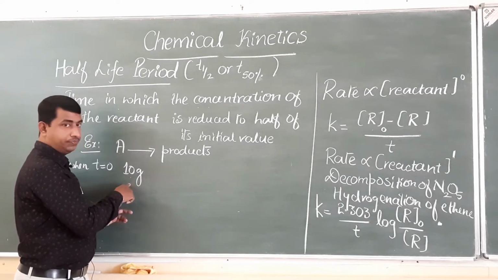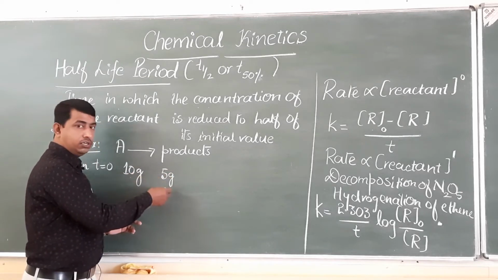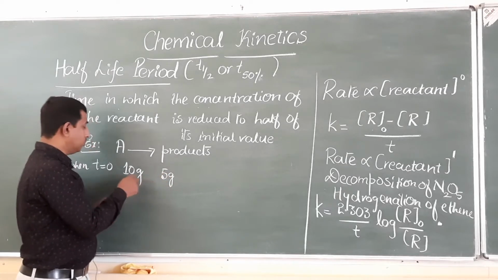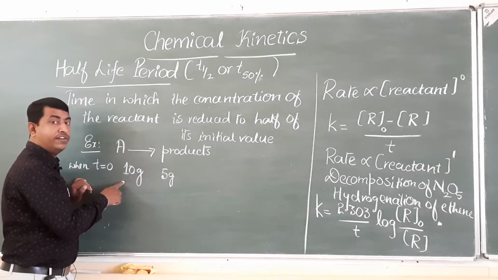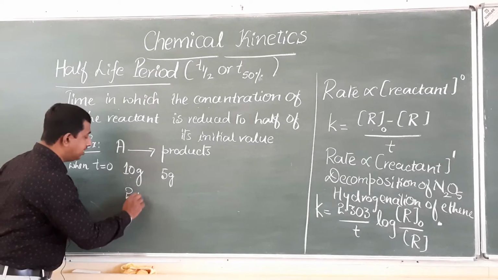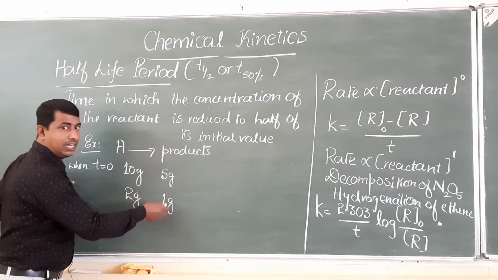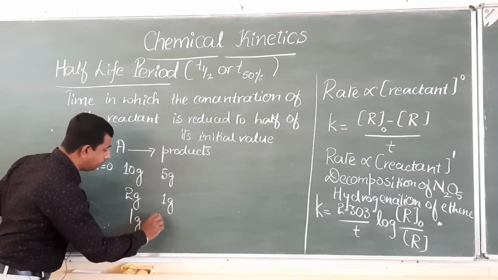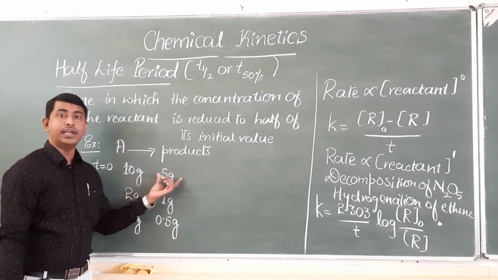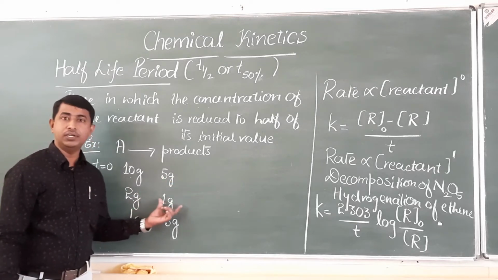At one stage, it will be reduced to 5 gram. 5 gram means it is exactly half. 10 by 2 is 5, correct? So what is the time required for reducing 10 gram to 5 gram? Or if I take the initial value as 2 gram, then 2 gram must be reduced to 1 gram. So exactly half. Or if I take 1 gram, it should be reduced to 0.5 gram. So the initial value must be reduced to exactly half. If it is 10, it should be reduced to 5. If it is 2, it should be reduced to 1.